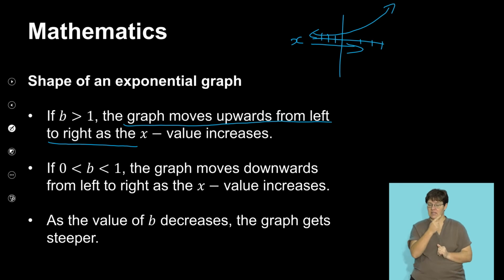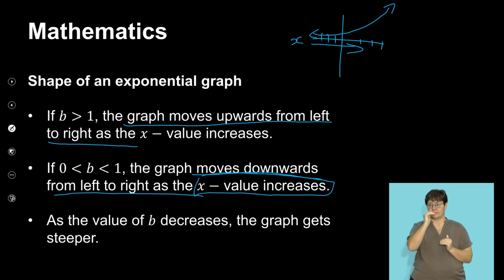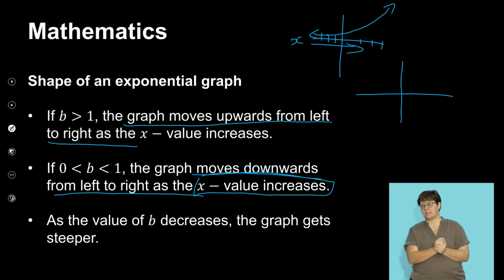And this will then say that the graph moves downwards from left to right, as the x value is increasing. So graphically, this will look something like this. We said it is moving down, so it is like that.